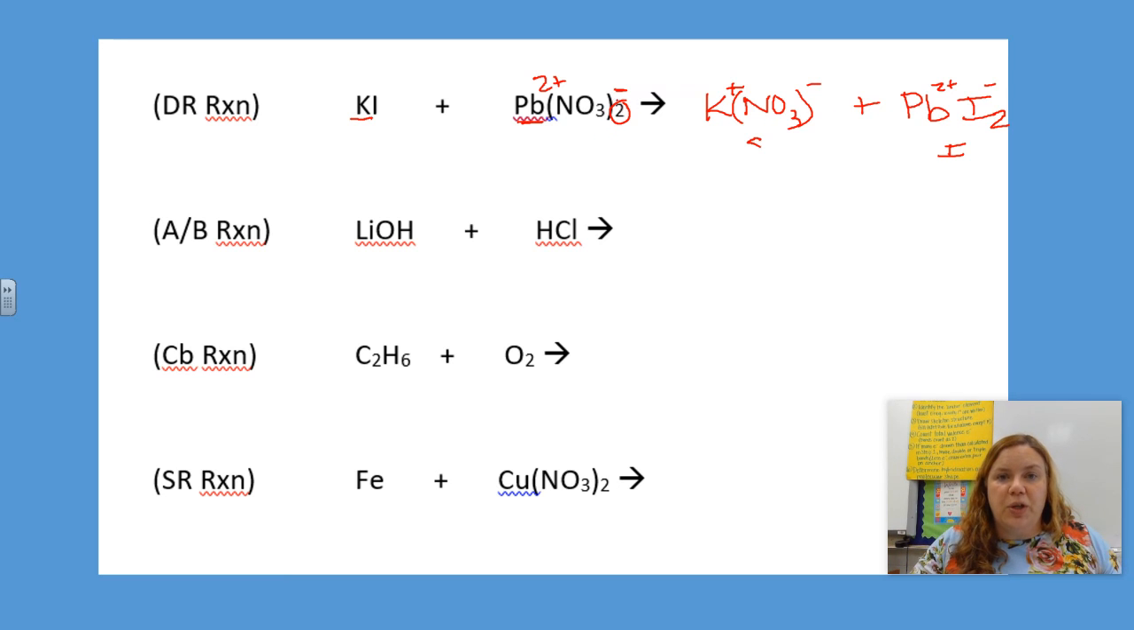So we have 2 nitrates here on this side. So we need 2 nitrates here. Now we have 2 potassiums. And now we get 2 iodines, and we have 2 iodines over here already. Our lead is 1, our lead is 1.